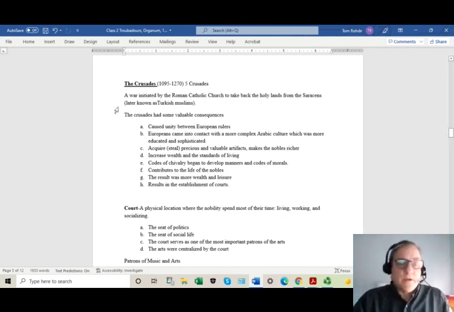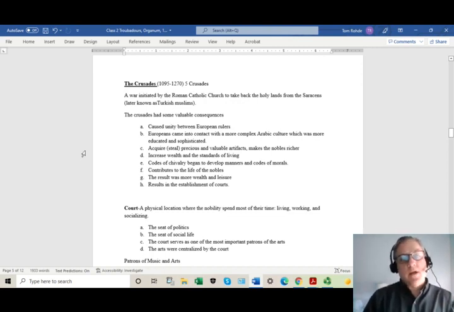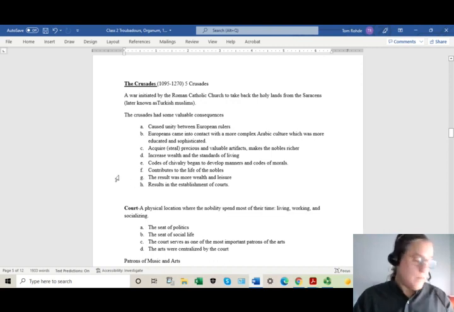Now, I want to talk about another concept happening around the same time in the mid to late Middle Ages, the Crusades. There were Crusades between 1095 and 1270. The Crusades were a war initiated by the Roman Catholic Church to take back the Holy Land from the Saracens. The Crusades had some valuable consequences. They caused unity between rulers. They allowed Europeans to acquire lots of wealth, so they increased wealth and the standards of living, at least for the wealthy people.